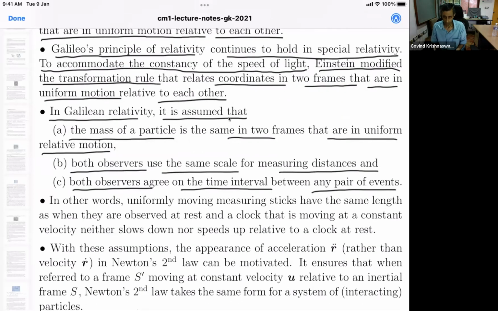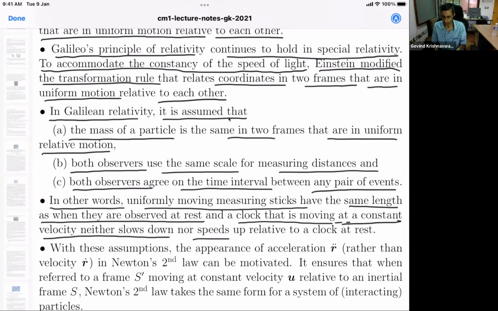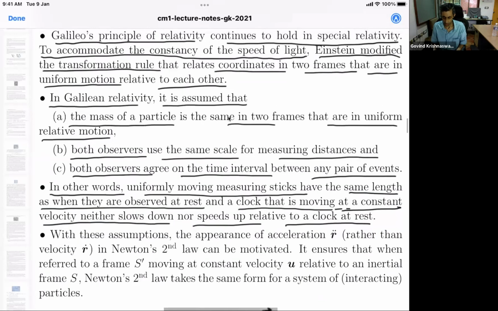In other words, uniformly moving measuring sticks have the same length as when they are observed at rest, and a clock that is moving at a constant velocity neither slows down nor speeds up relative to a clock that is at rest. Now, with these assumptions, we can motivate the appearance of acceleration r double dot rather than velocity r dot in Newton's second law. We have been discussing this, so it's not going to come as a surprise, but I want to do it once again.